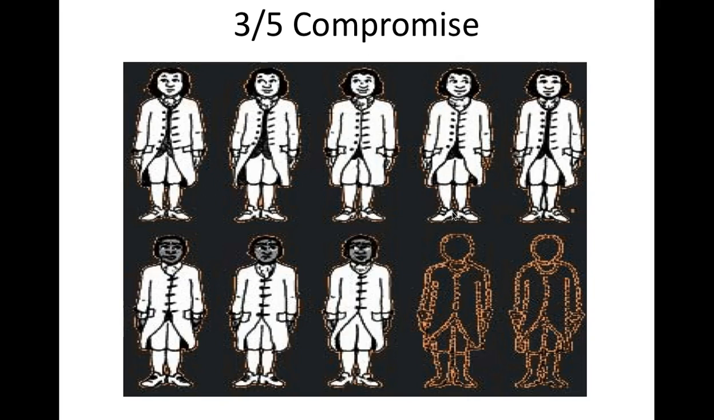So what they came up with was this thing called the 3/5 compromise. And that meant that for every 5 slaves, only 3 of those slaves would count. Or each slave counted as 3/5 of a person. And this is in contrast to the white citizens who were all counted individually. They got 1 count per white person. So each slave only counted as 3/5 of a person.